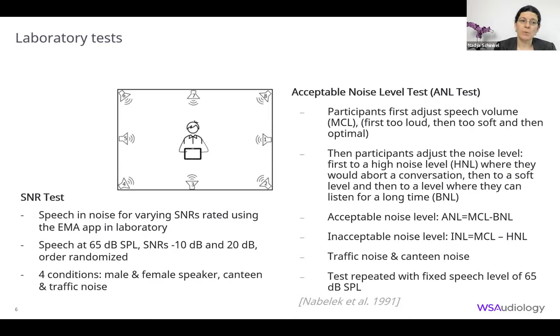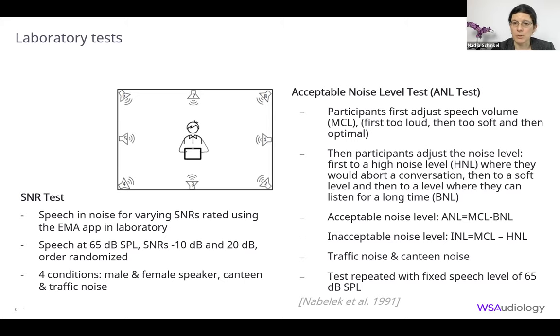In the laboratory, we did an SNR test where we presented speech and noise at various SNRs. Speech was always presented from the frontal speaker and noise from the speakers around, and we had SNRs between minus 10 dB and 20 dB. There was a female and a male speaker, and we had 2 different kinds of noises, canteen noise and traffic noise. Furthermore, we wanted to know what noise levels are acceptable to our participants.